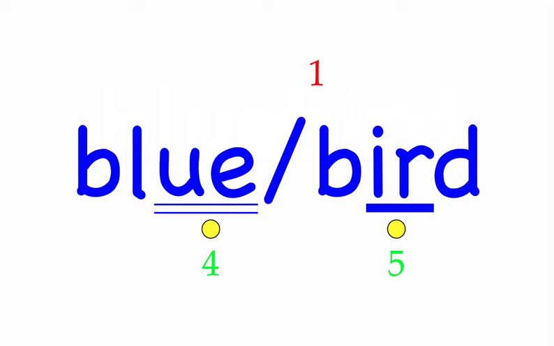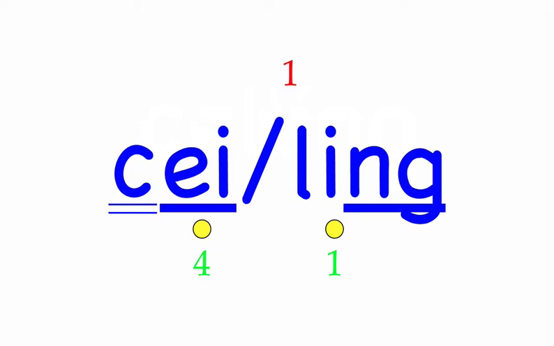Row 2. Ceiling. There is a disturbing crack in the ceiling. Ceiling. 2 syllables. First syllable ceil, 2 sounds: S, E. Ling, 3 sounds: L, I, ng. Mark the word, and once you've completed that process, advance the video. Ceiling. Here, EI is a vowel group 4 team because EI is representing the long E sound.